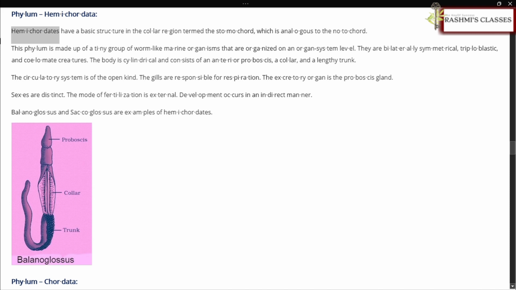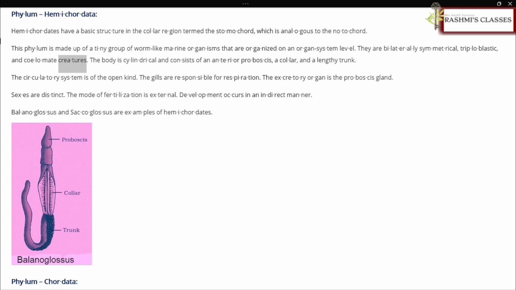Hemichordates have a basic structure in the collar region termed the stomochord, which is analogous to the notochord. This phylum is made up of a tiny group of worm-like marine organisms that are organized on an organ system level. They are bilaterally symmetrical, triploblastic, and ciliated creatures.